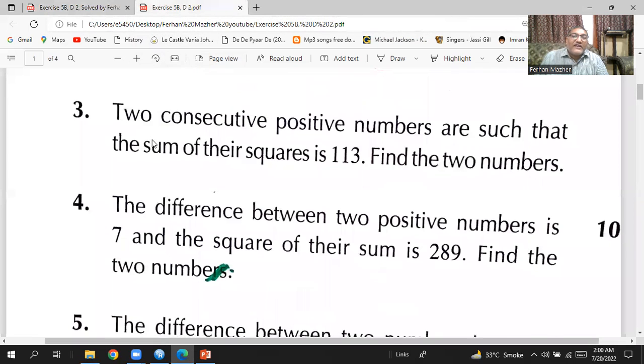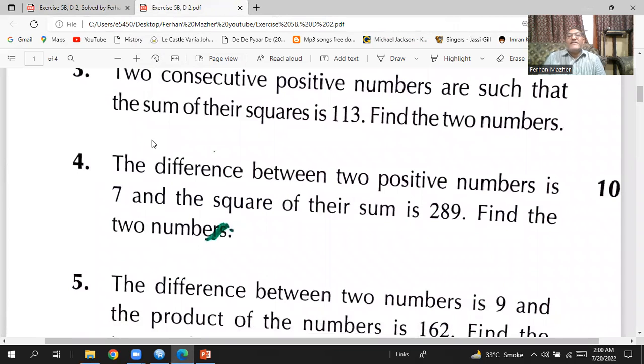Okay, so we are going to the next question. The next question is question number 4. He says the difference between 2 positive numbers is 7. So if the smaller number is x, then the larger number will be x plus 7. And if you suppose that x is the larger number, then the second number can be x minus 7. It can be done both ways.